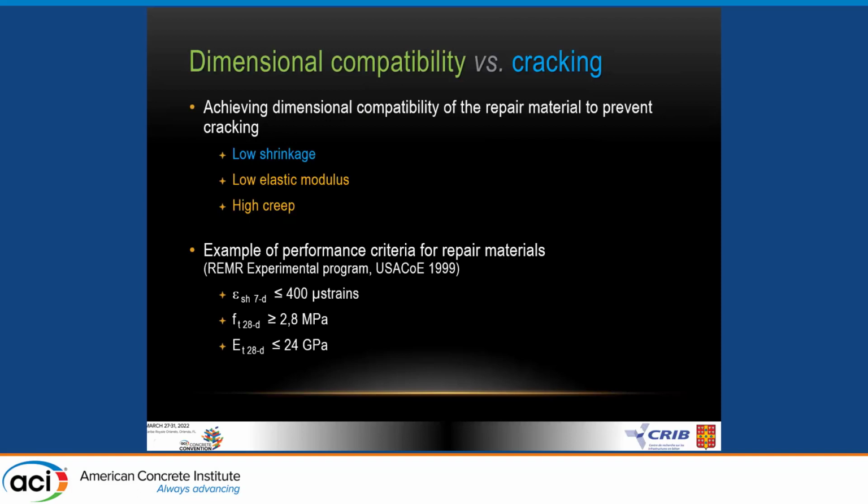So in order to have this compatibility, you need to have high extensibility, which means on one side, low shrinkage. So the driver to the stress needs to be low, and the response, in order to have this extensibility, you need low elastic modulus and high creep. And this was reflected in the recommendations that were issued a long time ago in this REMR experimental project that was run a little more than 20 years ago by the US Corps of Engineers.